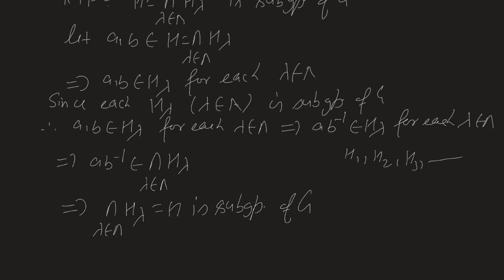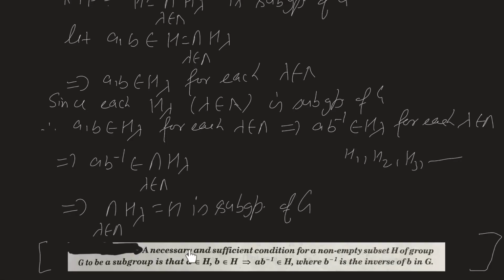The result used to prove this theorem is the same that we have used before: the necessary and sufficient condition for a non-empty subset H of a group G to be a subgroup is that for any two elements A and B in H, A B inverse belongs to H. This condition we are again and again using in proving results. So that is all I have for this lecture. I hope you will be able to understand that an arbitrary intersection of subgroups is again a subgroup.